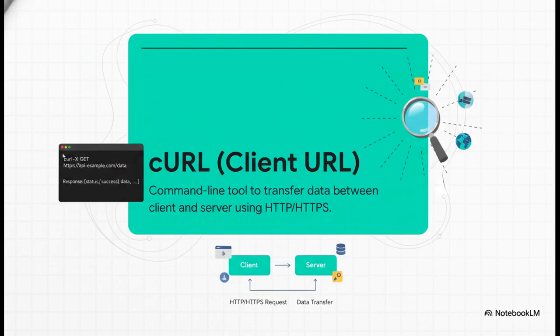Now, if you're working on API testing, web scraping, or even just debugging why a specific web page isn't loading correctly, understanding this tool is absolutely essential. It is literally the most direct way to speak to a server, completely bypassing the web browser so it doesn't get in the middle and muddy the waters.